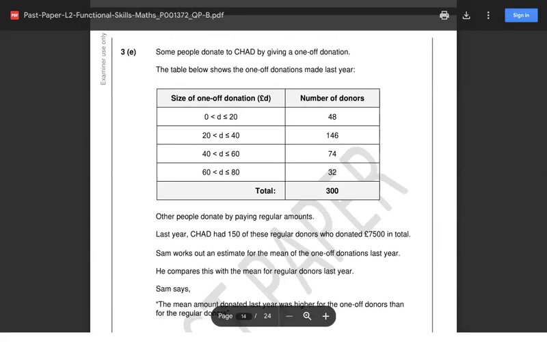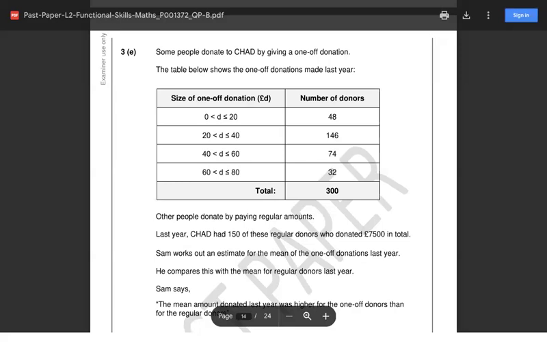So people donate what? Some people donate to Chad by giving a one-off donation. The table shows the one-off donations made last year. Other people donate by paying regular amounts. Last year, Chad had 150 of these regular donors who gave 7,500 pounds in total.